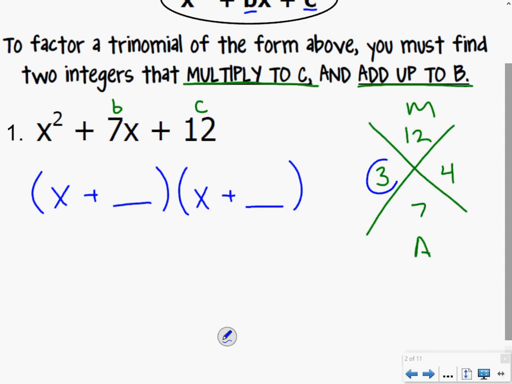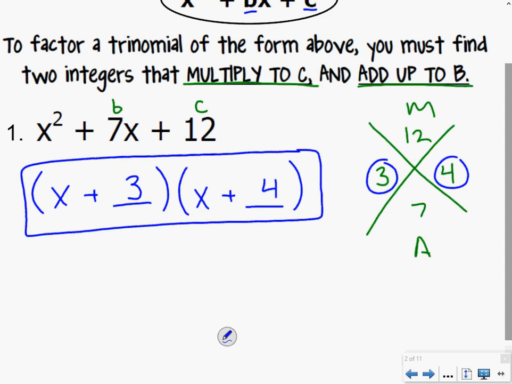These are the numbers that are going to go in here. So at this point, we have successfully factored this quadratic trinomial. And remember, we can always check our work by multiplying back together.